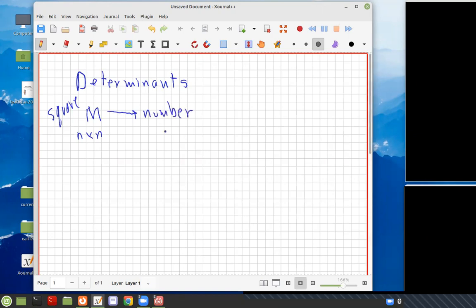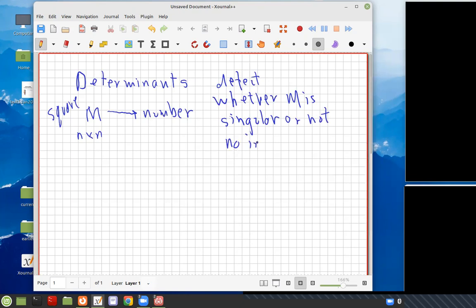And the idea is, what you want to detect with this number somehow is whether M is singular or not. Remember, if it's singular, that means it has no inverse. Or over here, if it's not singular, then it does have an inverse.